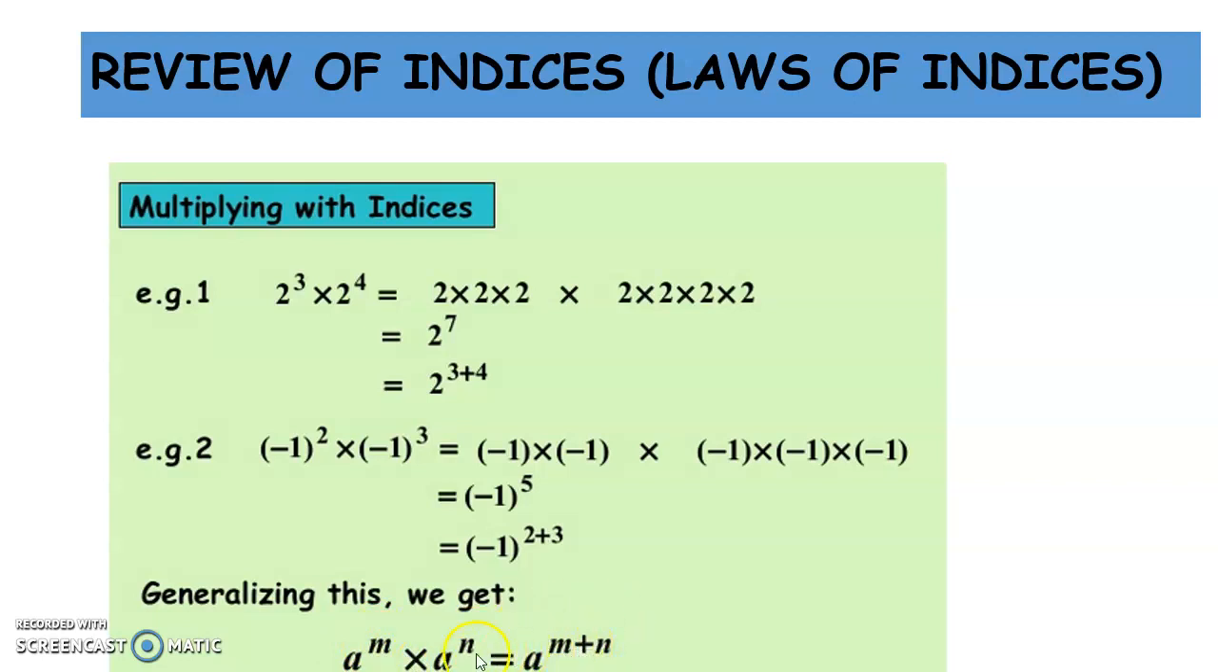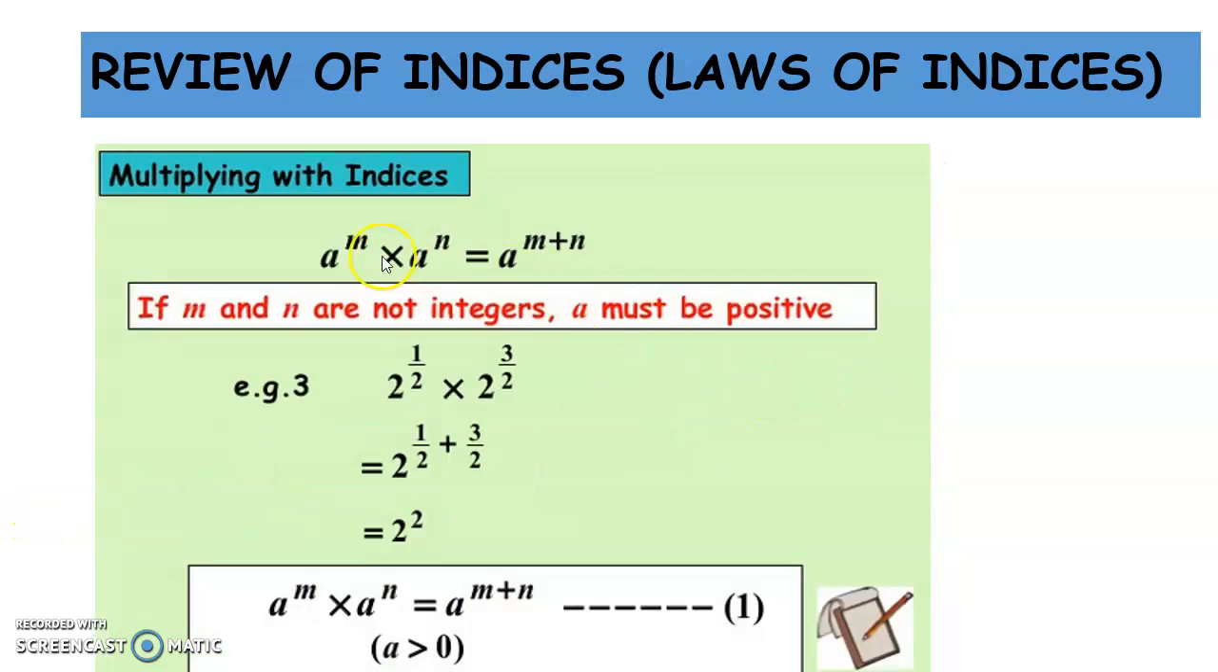Now the powers are added because the bases are the same, and you can see that clearly in the next slide. m and n are supposed to be integers, and they must be positive. If they are not positive, this law does not work. So they are positive integers. Example 3, we add a half here and 3 over 2 here, and you get 2. So a must be greater than 0 for this to work. It must not be negative, it must be greater than 0 for the multiplying rule to work. So take note of that.